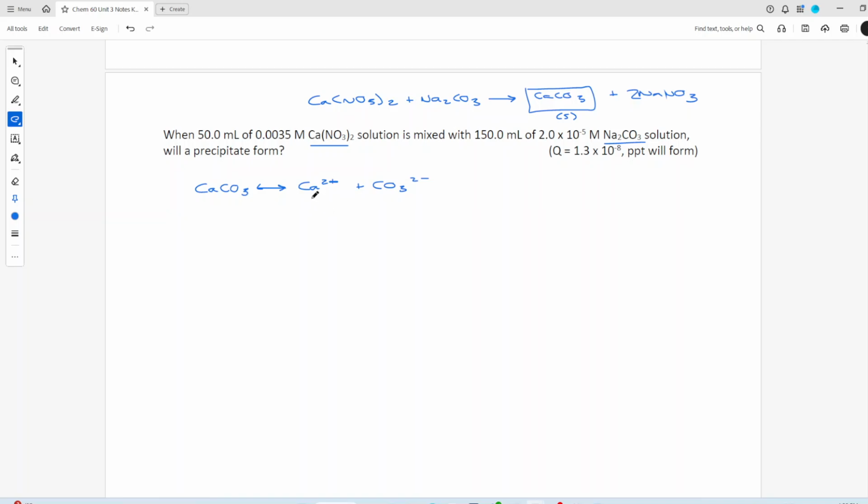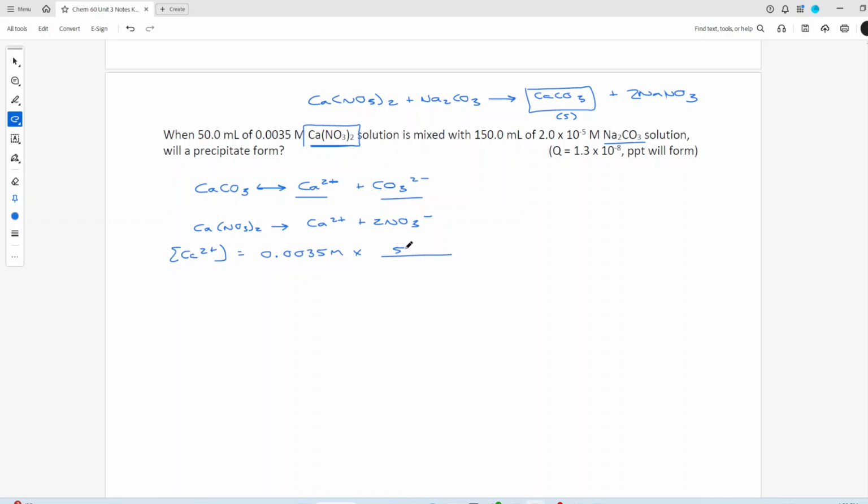So what we need to do is find the concentration of each of these ions so that we can find the trial KSP, or the trial ion concentration. So the first thing we're going to do is find the concentration of calcium. So the calcium is coming from this mixture. Now, if you're not sure, calcium nitrate would form a calcium ion and 2 nitrates. So the molar ratio is that the concentration of calcium will be the same as calcium nitrate. So it's going to be the 0.0035. And then we're going to do the solution dilution.